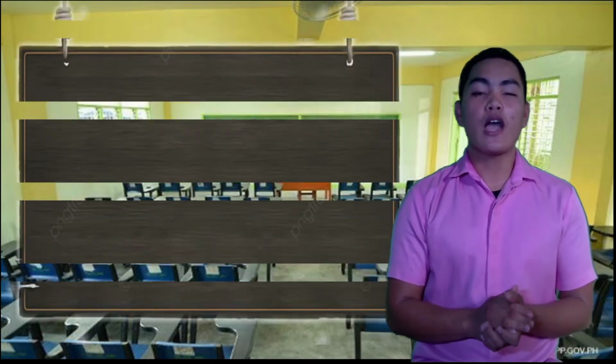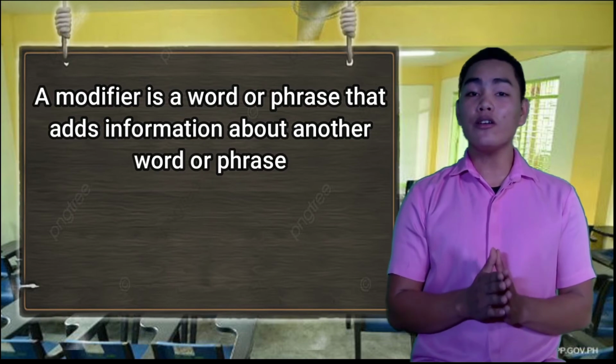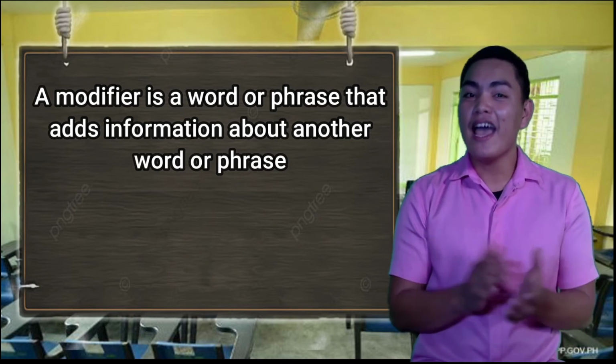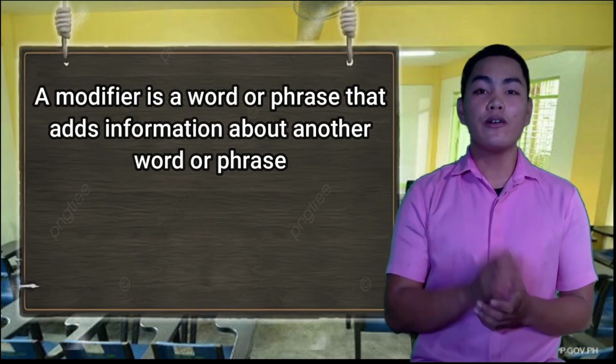Very good, class. Now, how was your experience in identifying modifiers? That's great! What do you think modifier means? Good idea! When are we going to apply the modifier? Fantastic! Now, let's talk about it. A modifier is a word or phrase that adds information about another word or phrase. Again, a modifier is a word or phrase that adds information about another word or phrase.